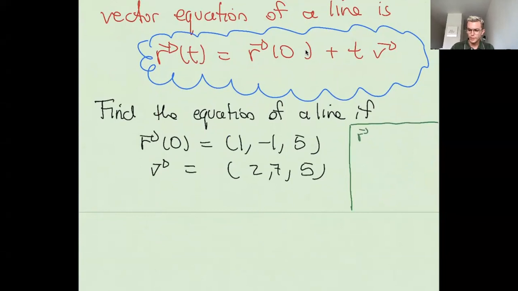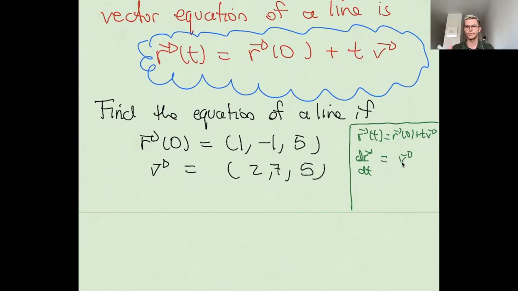Next week we will learn that if r of t equals r0 plus t times v, then you can differentiate both sides with respect to t. You know the derivative of a constant is 0, so the derivative of r0 is 0, and the derivative of t times v is just v, because you're taking the derivative with respect to t. So this is saying that the velocity, which is dr/dt, equals this vector v.